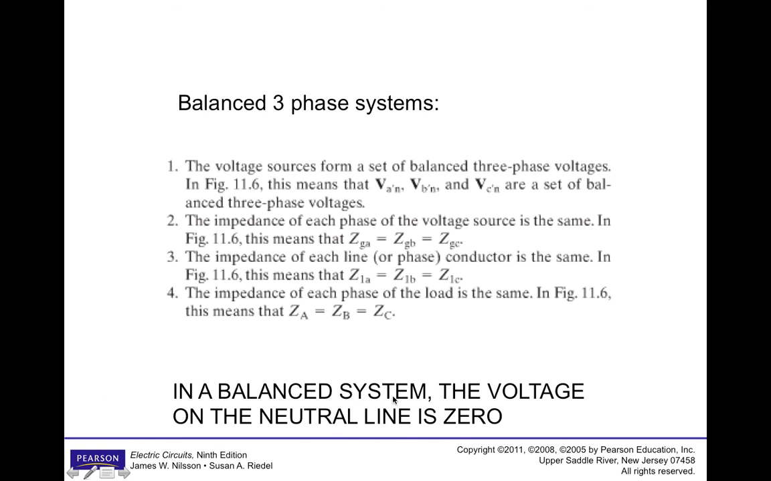So in a balanced system, the significant thing is that the voltage on the neutral line between the generator and the load is 0, which means you have no current in the neutral wire.